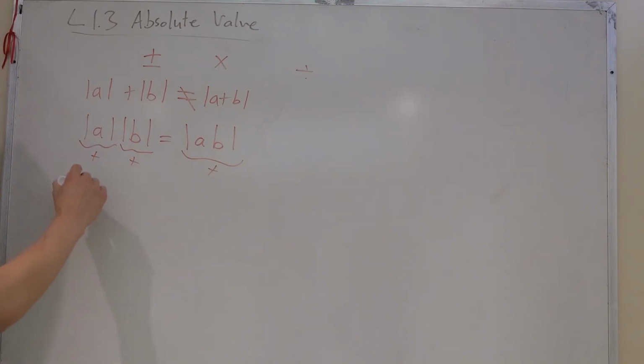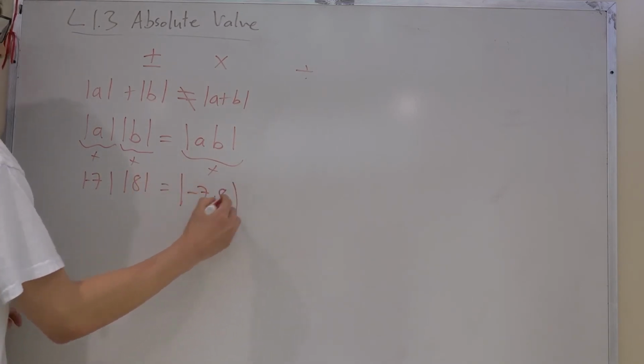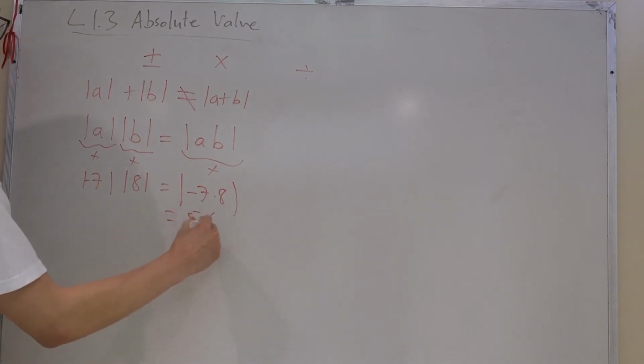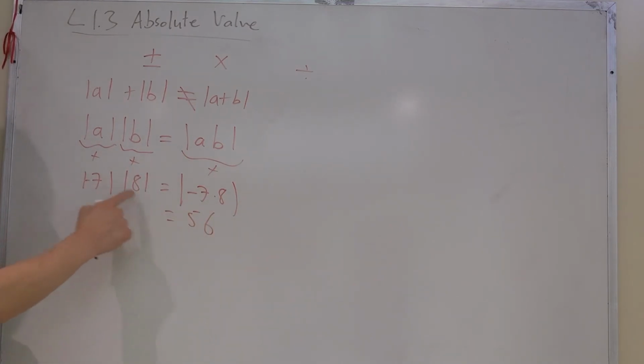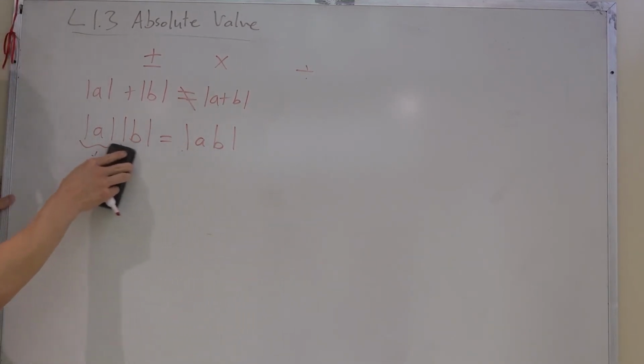So in my example, I had negative 7 times 8, which is negative 56, but the absolute value turns it into 56. And here we have 7 times 8, which is 56. Okay, so the multiplication property is very nice.